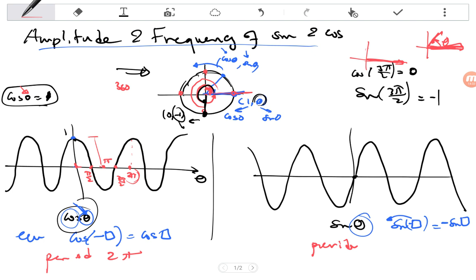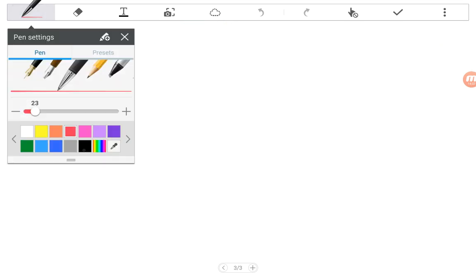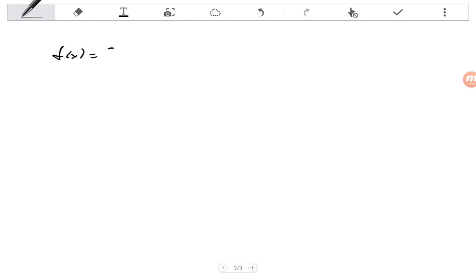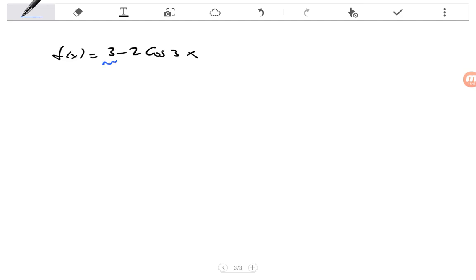Okay, so let's check an example. If I had, for example, f of x is equal to 3 minus 2 cosine 3x. That constant doesn't make a change for our characteristics. Why? Because this is just a vertical shift. We have learned in the last lecture that if I add some constant to a function, that is just a vertical shift. You just take it upwards, for example, 3 steps.